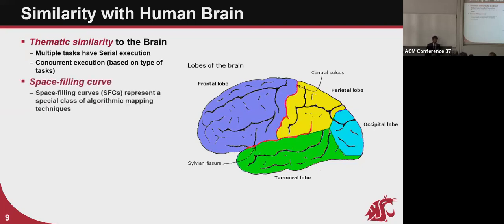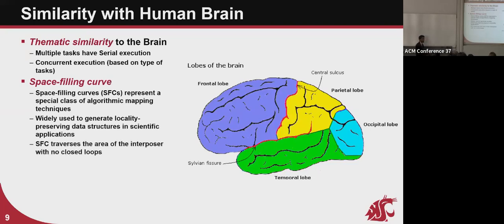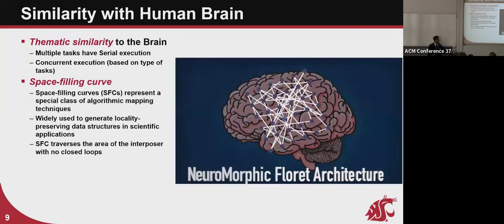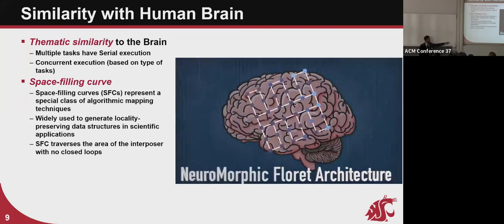The space filling curve, as an idea, represents a class of algorithms which basically map something in 2D using a one-dimensional space. It generates a locality preserving data structure, which will make more sense once we look at the physical realization in the next slide. And an SFC traverses the area with no closed loops. Looking at this architecture as an example, we have a neuromorphic idea kind of baked in as a toy example, FlowRed being on top of the brain.